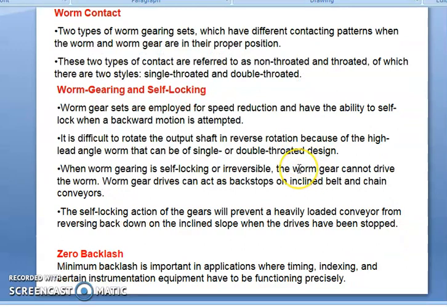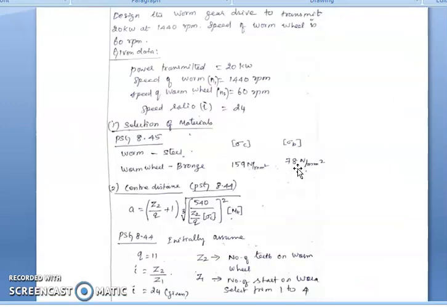In zero backlash, minimum backlash or zero backlash is important for worm gears. Minimum backlash is important in applications where timing, indexing, and certain instrumentation equipment have to function precisely. So with this introduction, I go on to how to solve the problems on the design of worm and worm wheel drives.